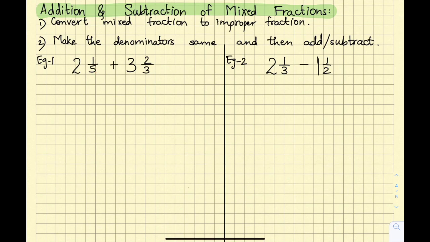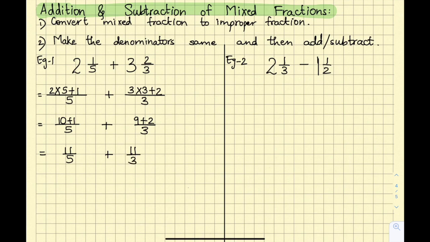2 1 over 5 plus 3 2 over 3. Here you see these two are mixed fractions. We'll convert them into improper fractions first. So what we do is, denominator 5 as it is, 2 multiply 5 plus 1, plus denominator 3 as it is, 3 multiplied by 3 plus 2. 2 fives are 10 plus 1 over 5 plus 3 threes are 9 plus 2 over 3. 10 plus 1 is 11 over 5 plus 9 plus 2 is 11 over 3.